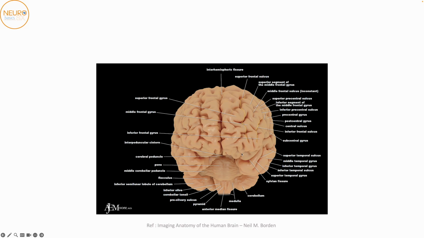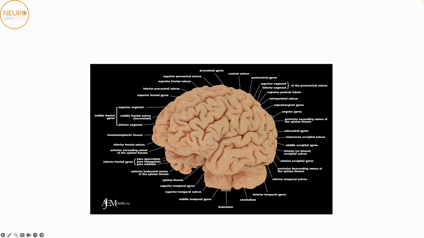But just as a quick revision, the frontal lobe extends up to the central sulcus posteriorly. Within the frontal lobe, you have a dorsolateral surface which has a superior frontal gyrus, the middle frontal gyrus, and the inferior frontal gyrus. And you have the superior frontal sulcus and the inferior frontal sulcus, right? Here is the central sulcus, and this demarcates the frontal and the parietal lobe. In front of it you have the precentral gyrus, which is your motor cortex, and behind it you have the postcentral gyrus, which is the sensory cortex. And behind this, you have the superior parietal and the inferior parietal lobule.